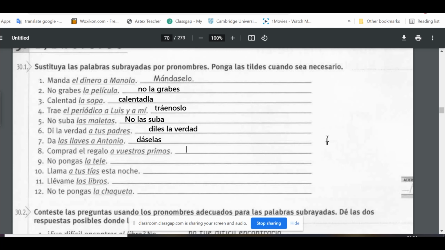Comprad el regalo a vuestros primos. Cómpradles el regalo. Yeah, that's right. Okay, no pongas la tele. No la pongas. Llama a tus tías esta noche.